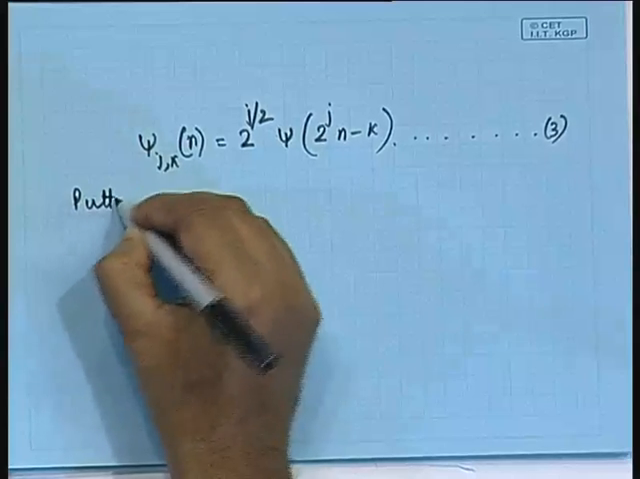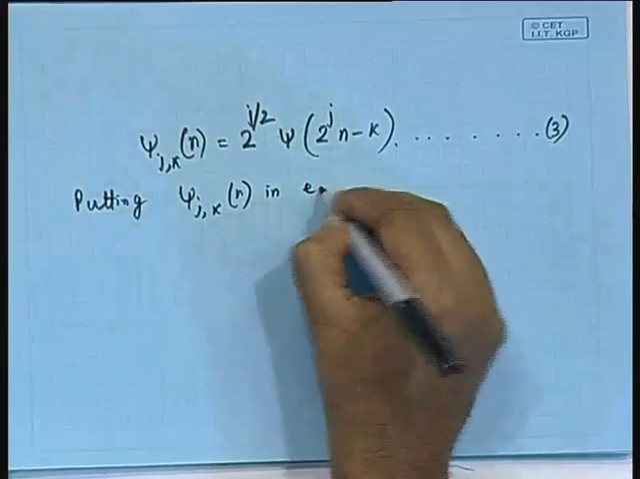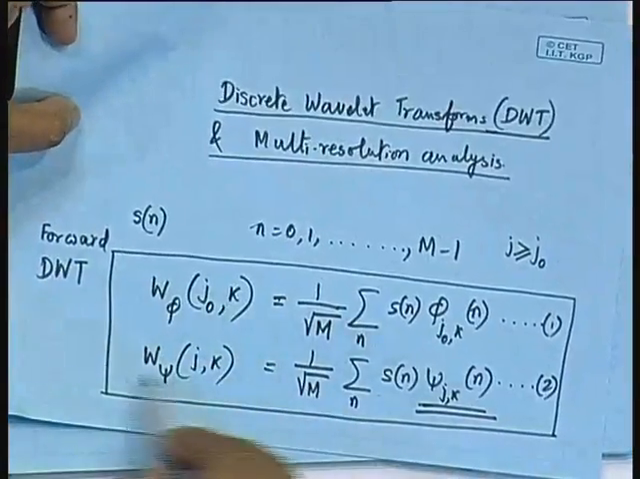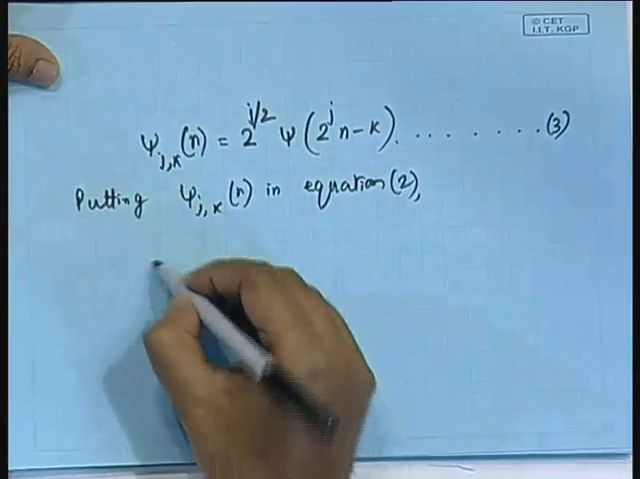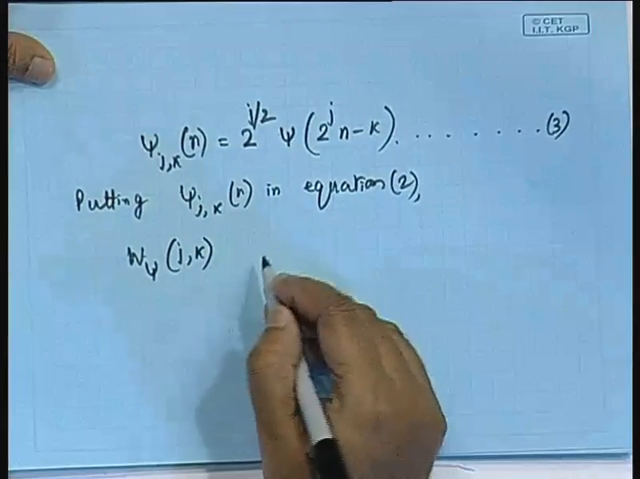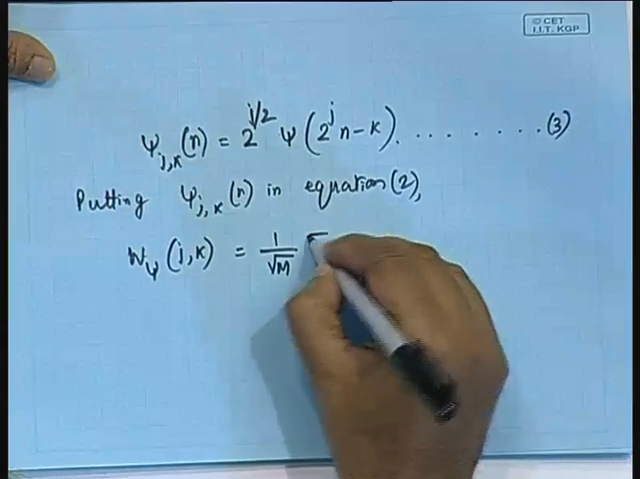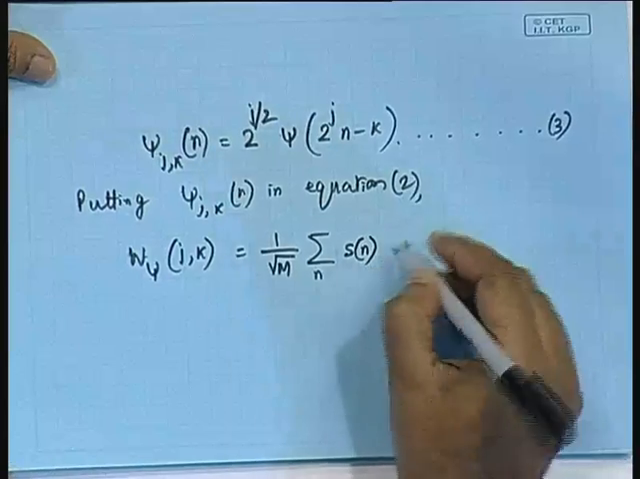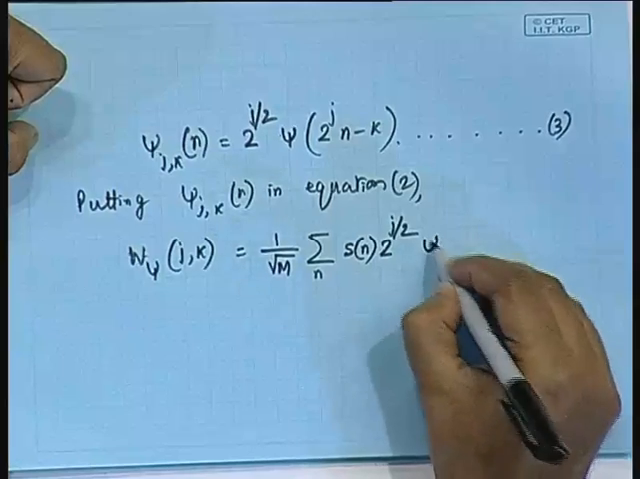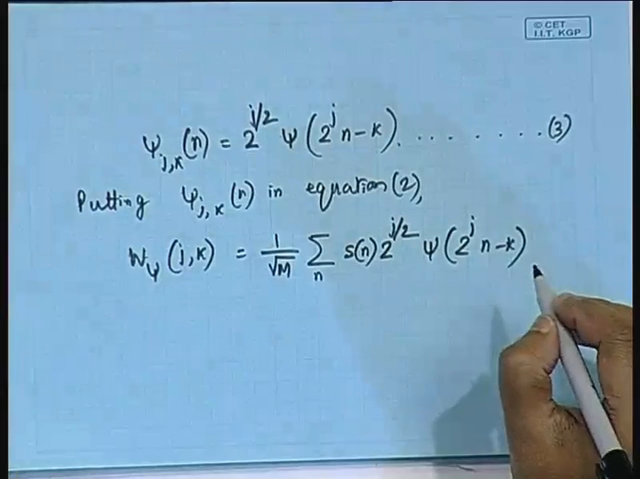So, putting psi j k n in equation 2, what do we obtain? We will obtain this W psi j k expression. So, we can write W psi of j comma k as 1 by root over M, summation over n of s n, 2 to the power j by 2 psi of 2 to the power j n minus k. Is it all right? Right.